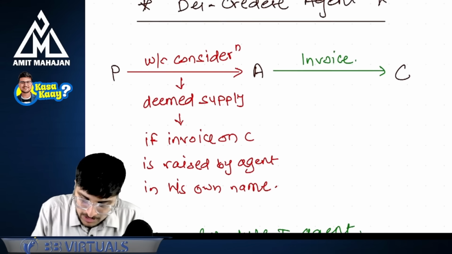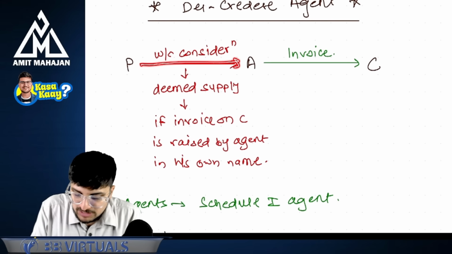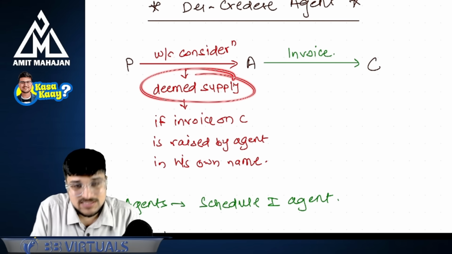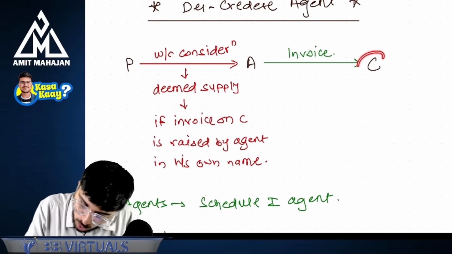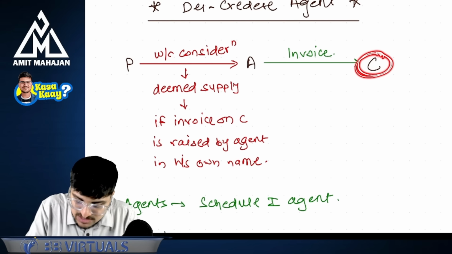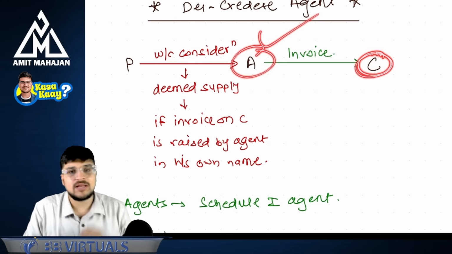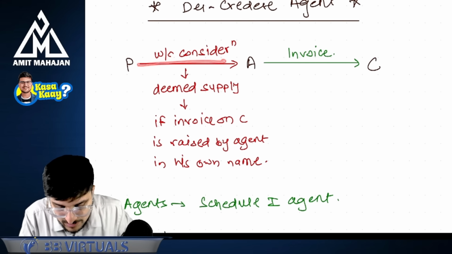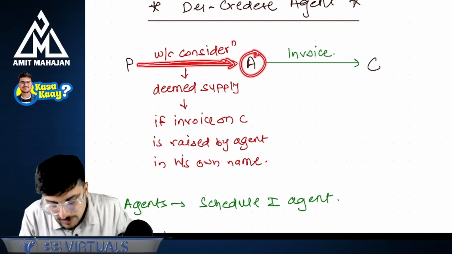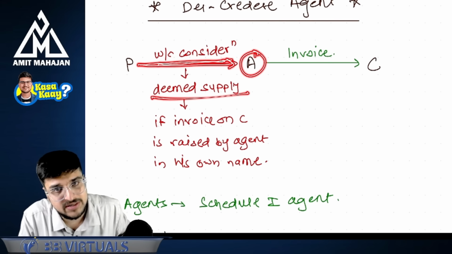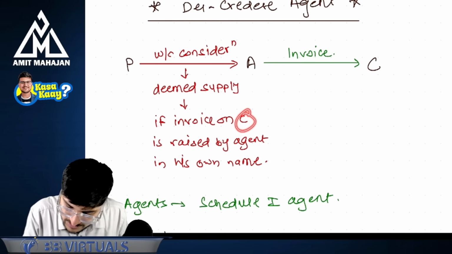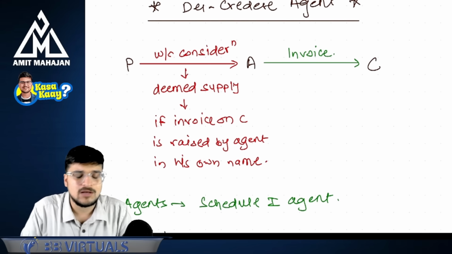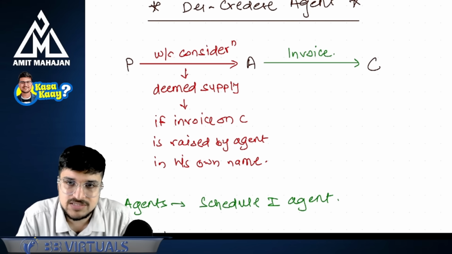See here. Whatever supply is made by the principal to the agent without consideration will be considered as deemed supply if the invoice on the customer has been raised by the agent in his own name. Even though it is without consideration, it will be deemed supply if the invoice on the customer is raised by the agent in his own name. This is the normal meaning of the provisions of the principal agent relationship.